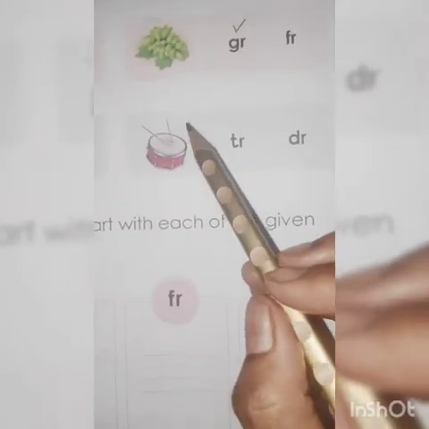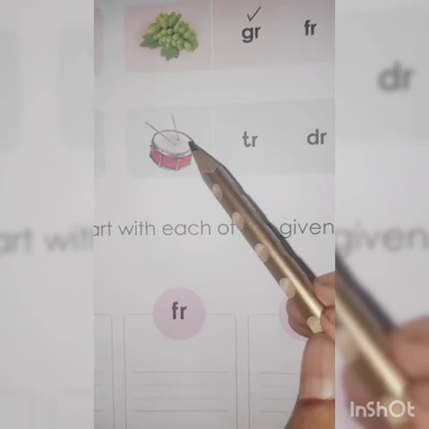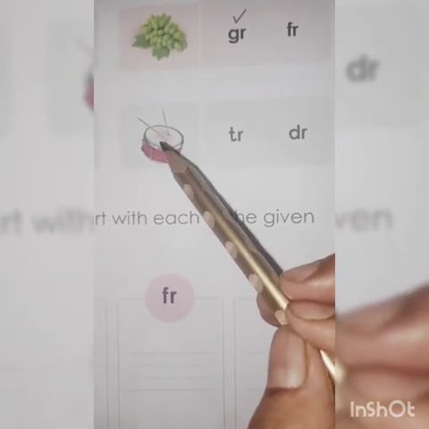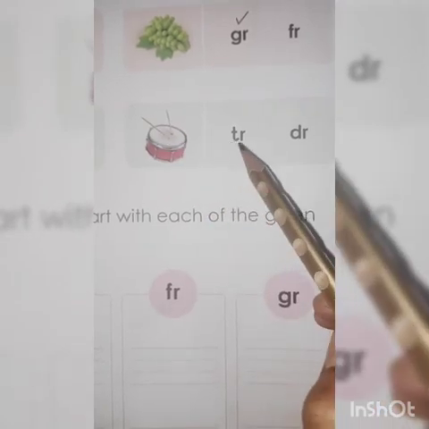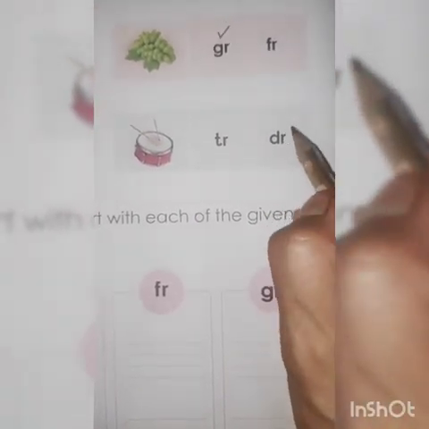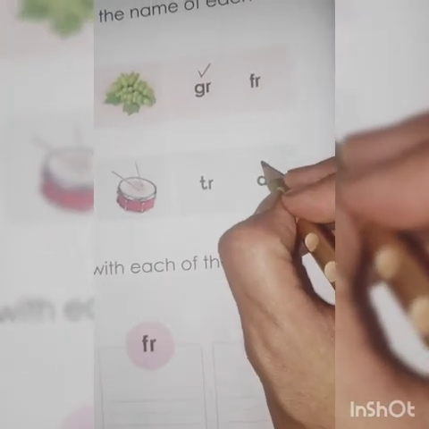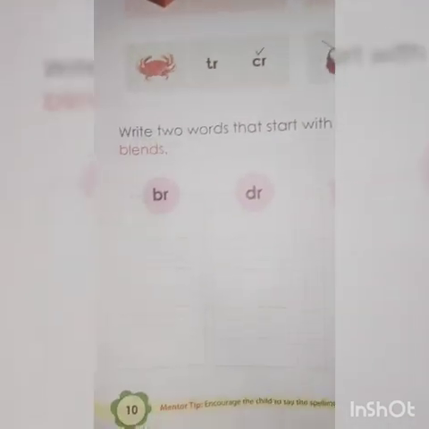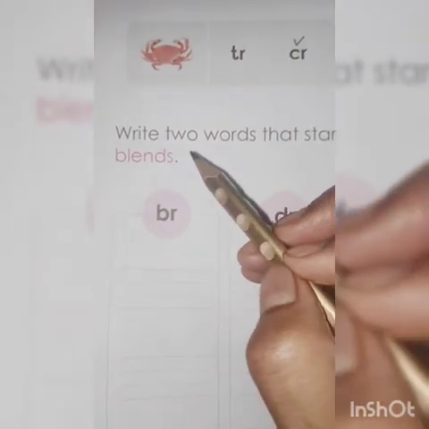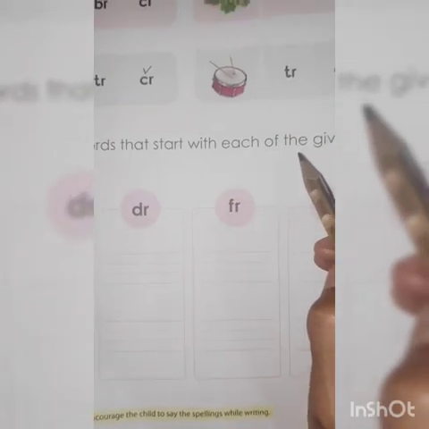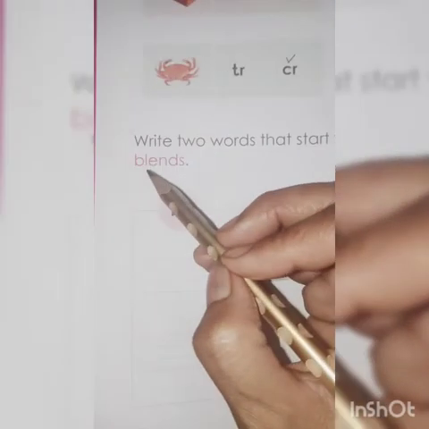Now next one, what is this? Yes, very good. Drum, DR dr, drum, TR tr. So this is not it, so it means DR dr is the correct one. So tick the dr.